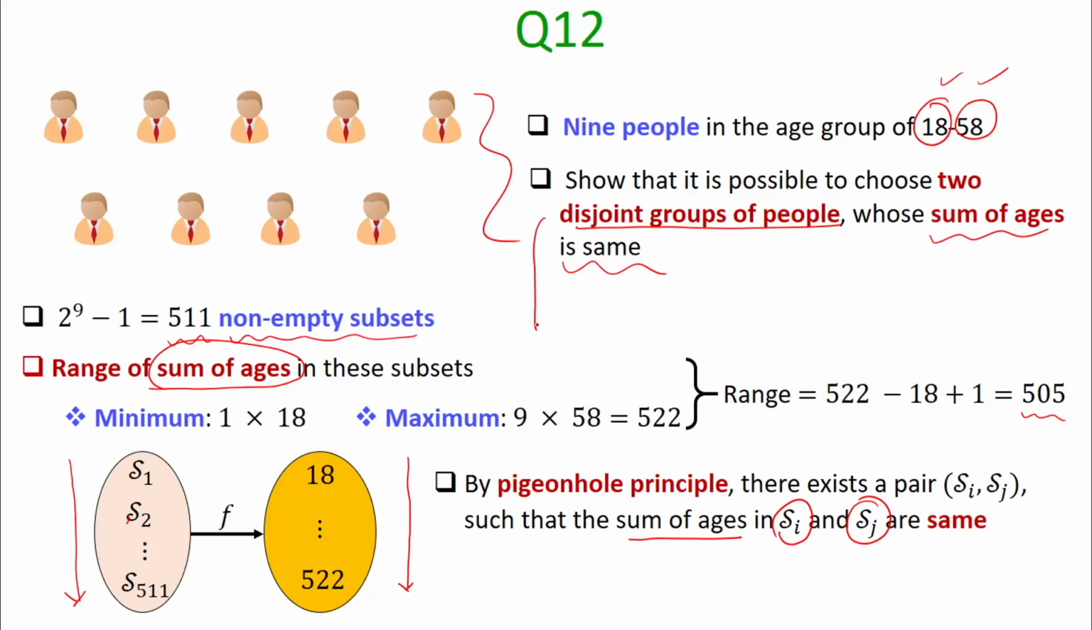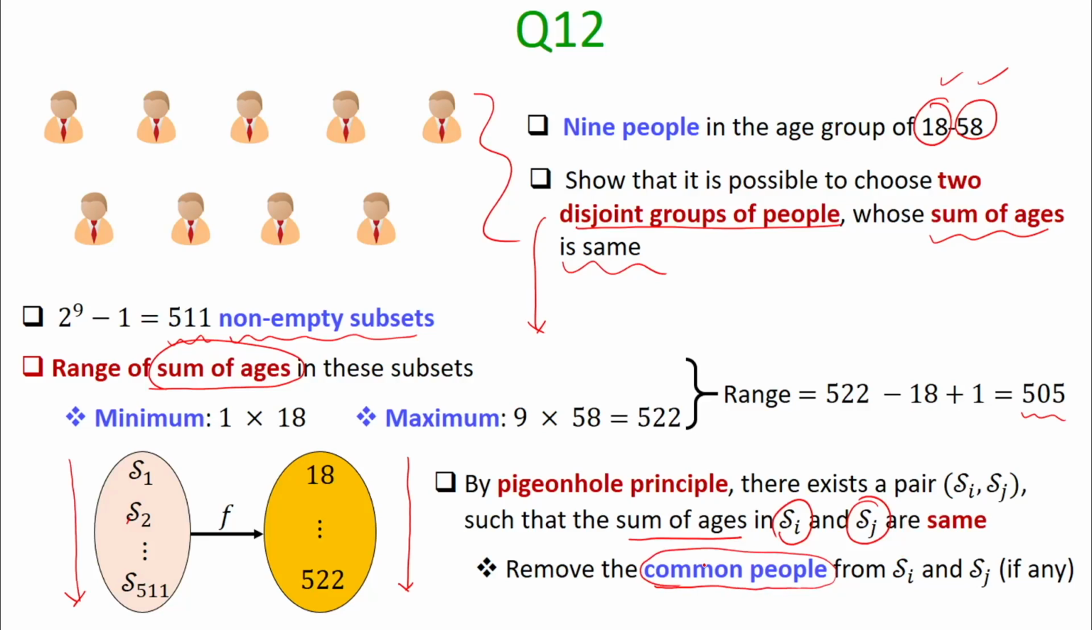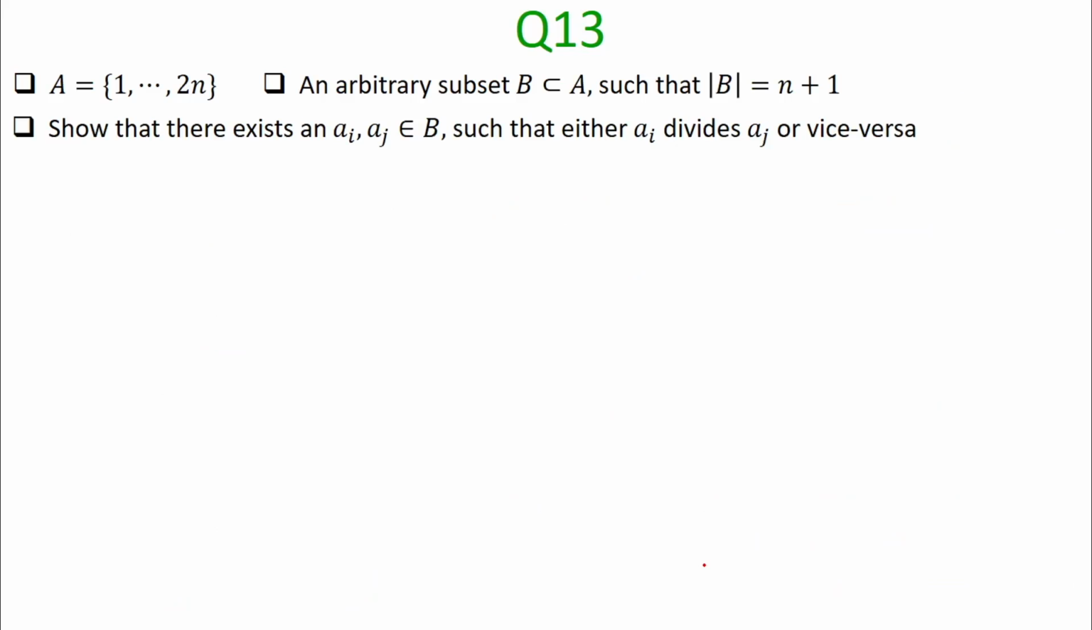But my question wants me to show that the groups should be disjoint. So how do I argue that I can always form disjoint groups of people out of this S_i and S_j? Well, if they are already disjoint, then I have shown the existence of two groups having the same sum of ages. But if the sets S_i and S_j are not disjoint, if they have some common people, just remove the common people from both the sets S_i as well as S_j, right? The common people in the sets S_i and S_j were contributing the same amount to the sum of the ages in the set S_i as well as in the set S_j. So if I remove those common people, the same amount will be removed from the sum of ages in S_i and S_j, and now I will get two disjoint groups of people having the same sum of ages. Okay.